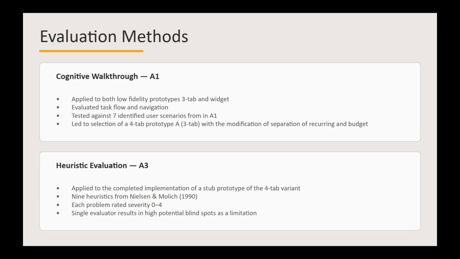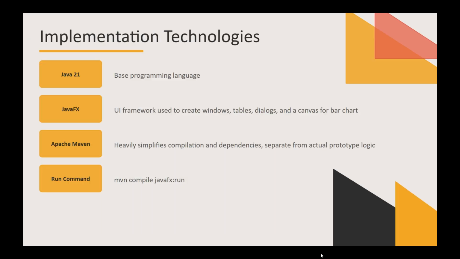After doing this to each low fidelity prototype, we developed a stub prototype, and we did heuristic evaluation of it. Heuristic evaluation, we followed the 9 heuristics of Nielsen and Molich set up in 1990, and we evaluated each heuristic from a severity of 0 to 4 from problems found of those heuristics. More information for this evaluation will be later in the presentation.